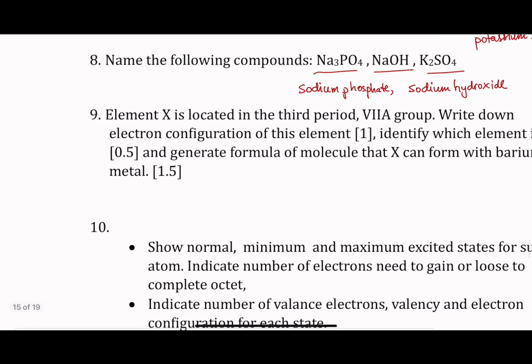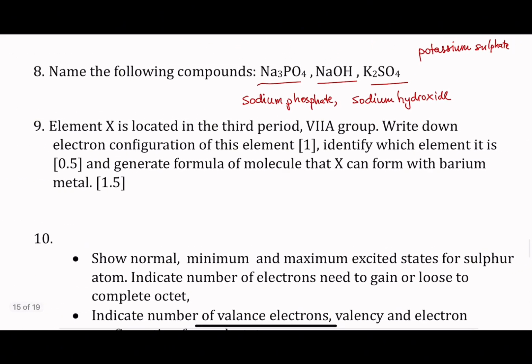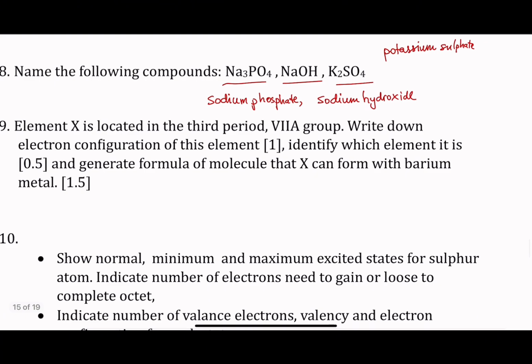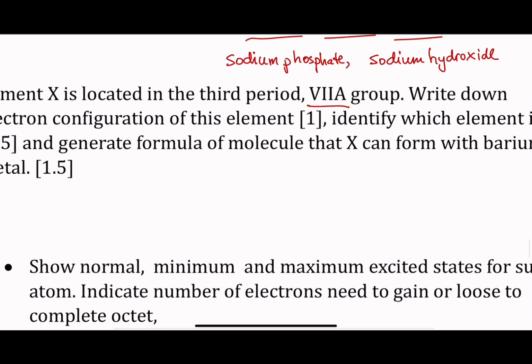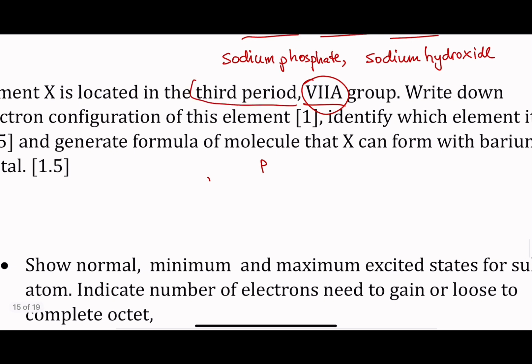Okay. Now, question 9. Element X is located in the third period and 7A group. So 7A group, meaning that it is P block. Do you remember the P block where halogens are located? So 7A group and the third period. We need to look at the periodic table.